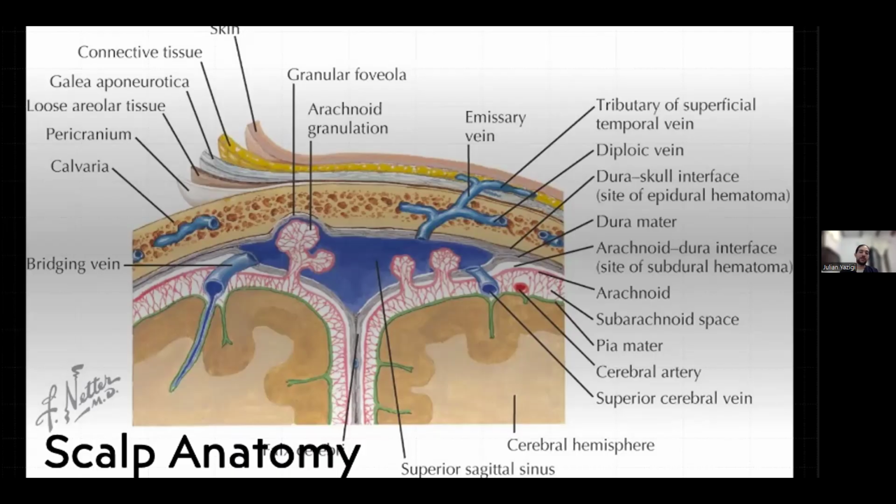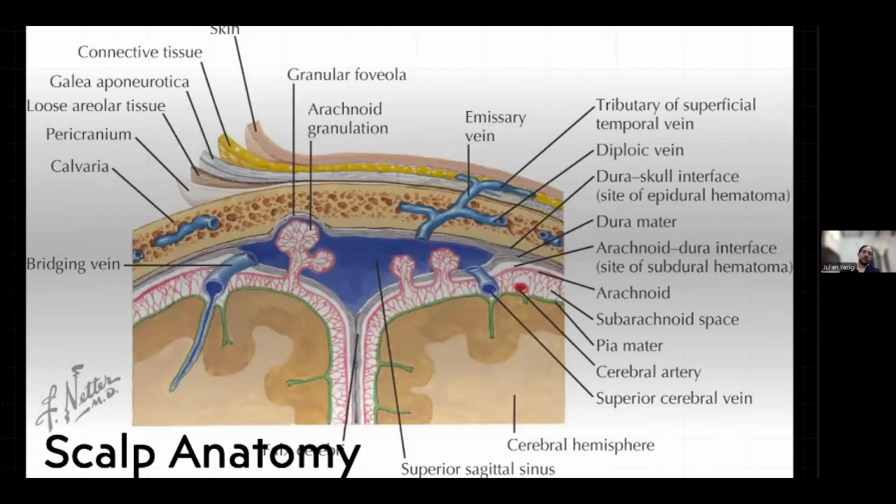And the deepest layer of it all is the pericranium, which is the periosteum of the skull. It's loosely attached to the underlying bone, except at the sutures, and this layer is clinically relevant in conditions where bleeding beneath can be confined by the suture lines.